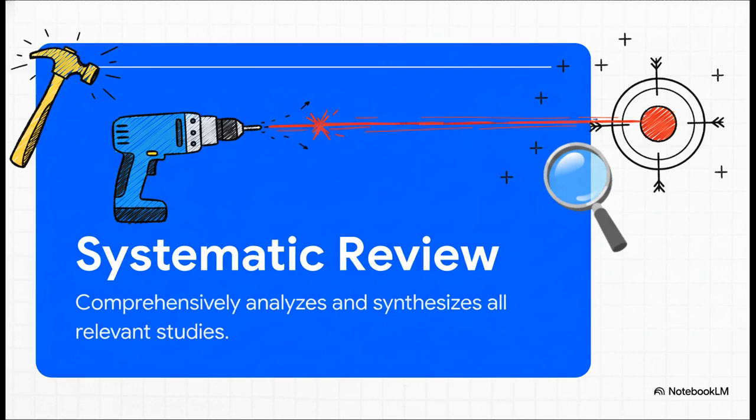All right, now let's level up to the systematic review. If the narrative review is a trusty hammer, this thing is a high-precision, laser-guided drill. It is incredibly focused. It doesn't just give an overview, it aims to find and analyze every single relevant study on one super specific question.